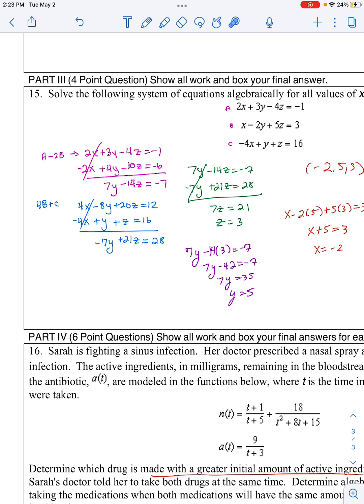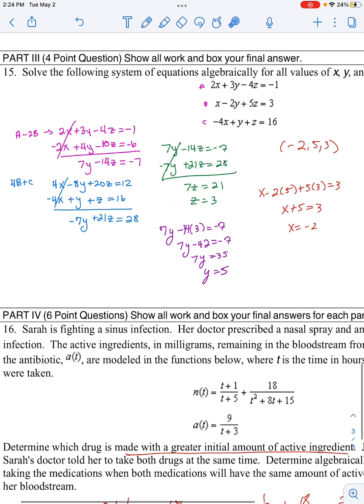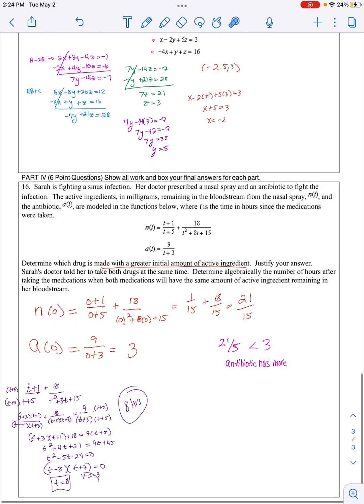Z is 3. So now that I have z is 3, I'm going to plug z into one of these to get y is 5. So now I have z is 3, y is 5. I'm going to take the easiest equation and plug both z and y in, and I get x is -2. So -2, 5, and 3. Okay, last one.